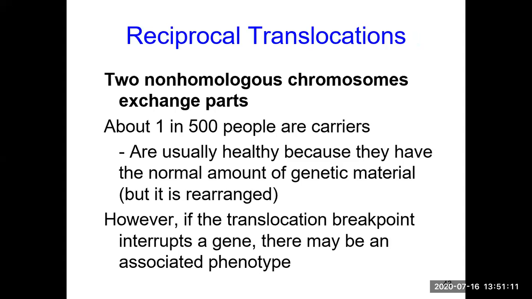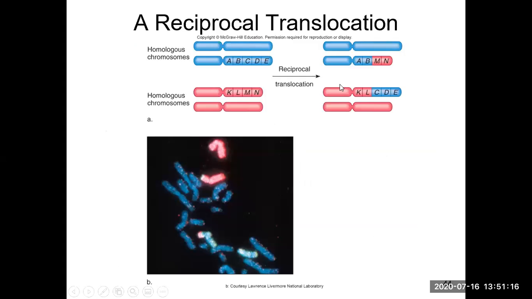Reciprocal translocation. Let's see here, reciprocal translocation. If this is one pair of homologous chromosomes, you see the blue one, and this is another pair of homologous chromosomes, the pink one. In reciprocal translocation, parts of these two exchanged. AB and then MN came from here, while KL was followed by CDE. This is how it looks under the microscope when we stain the chromosomes; you see the translocation here, the translocation there. So this is a reciprocal translocation.